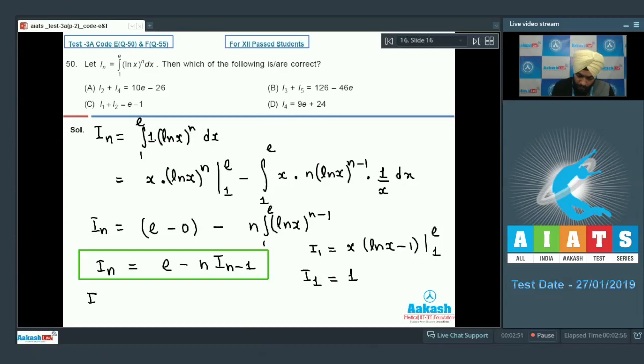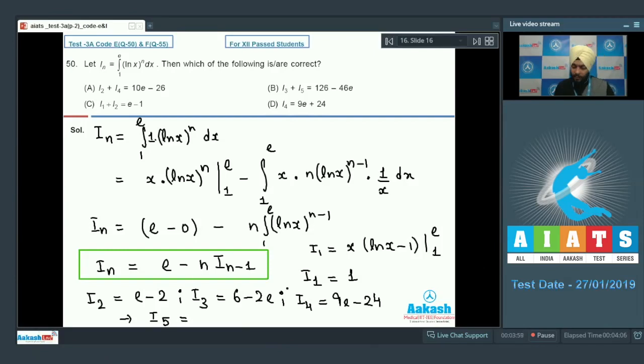By using this particular formula, we can calculate I2, I3, I4 and so on. So I2 will be equal to e minus 2I1. So e minus 2. So I3 will be e minus 3I2. So that will be 6 minus 2e. Similarly, I4 will be e minus 4I3. So that will be 9e minus 24. Ultimately, I5 will be e minus 5I4. So 120 minus 44e. So all the data is with us: I1, I2, I3, I4 and I5.